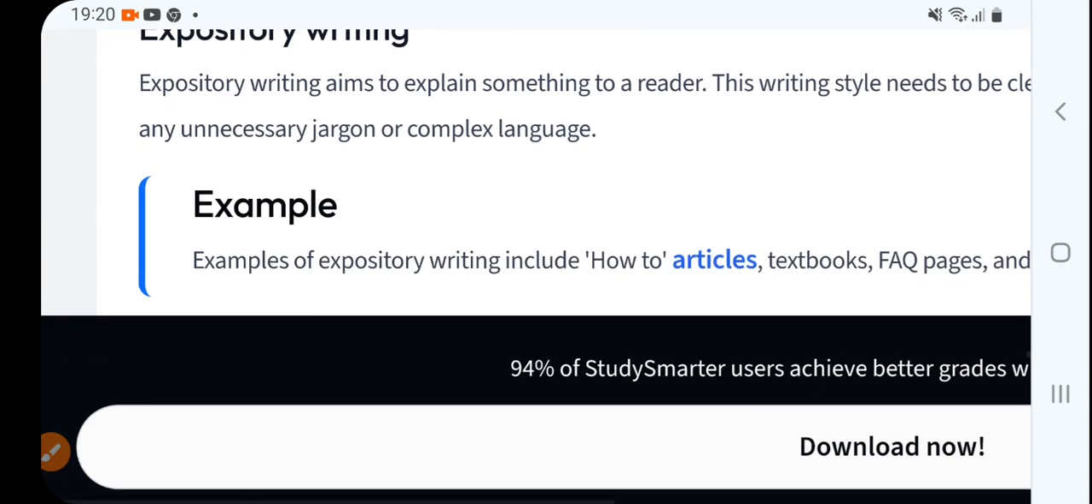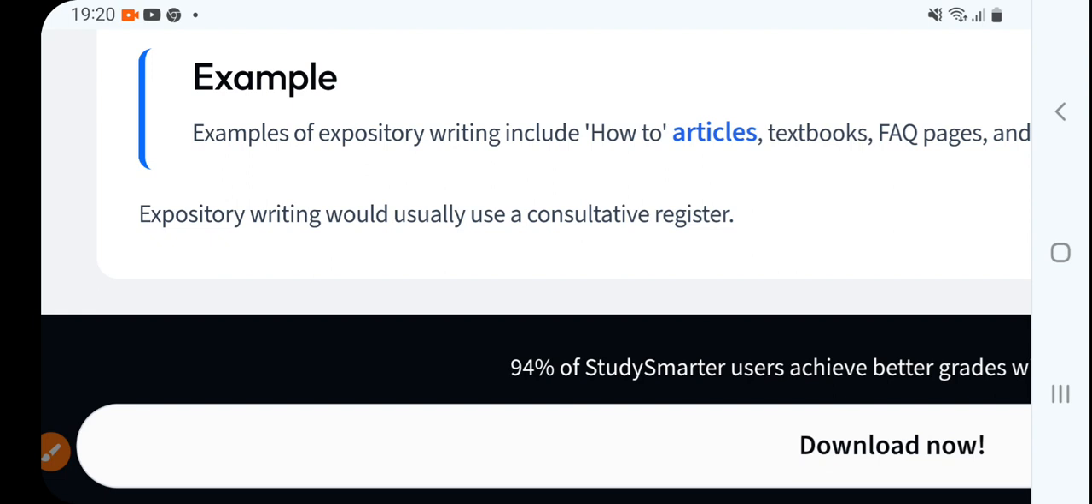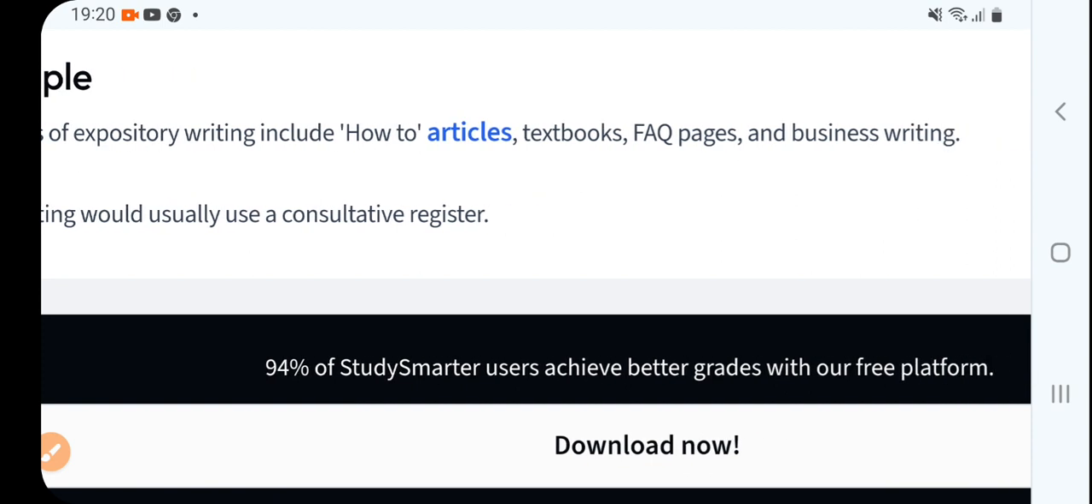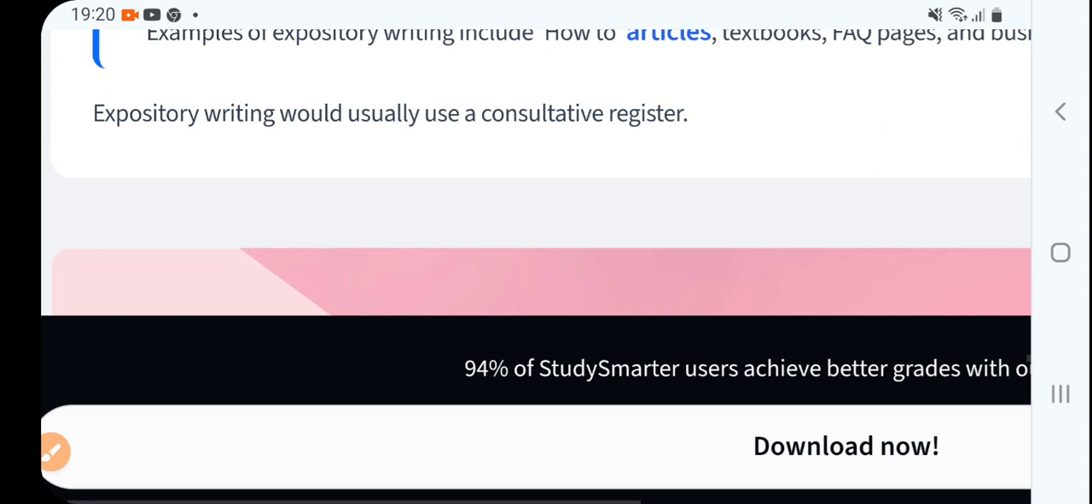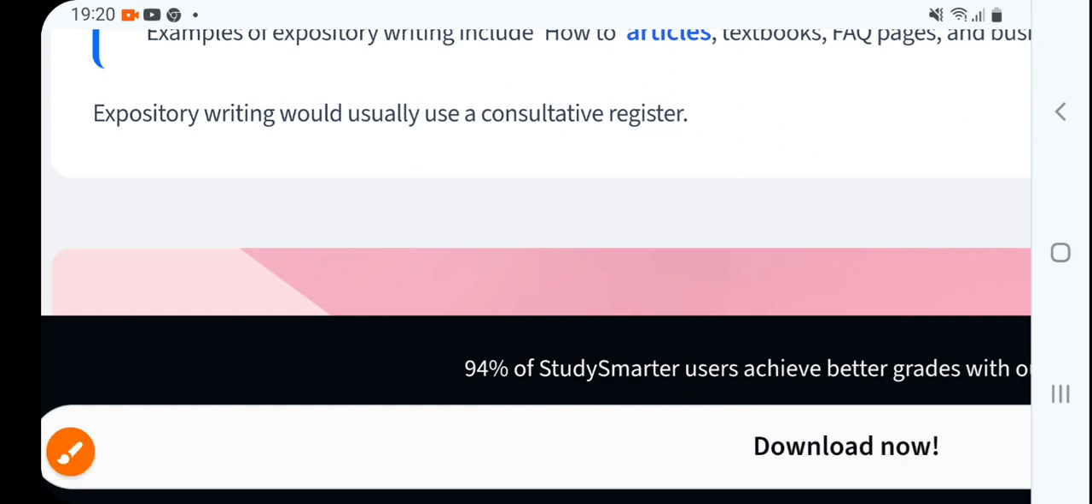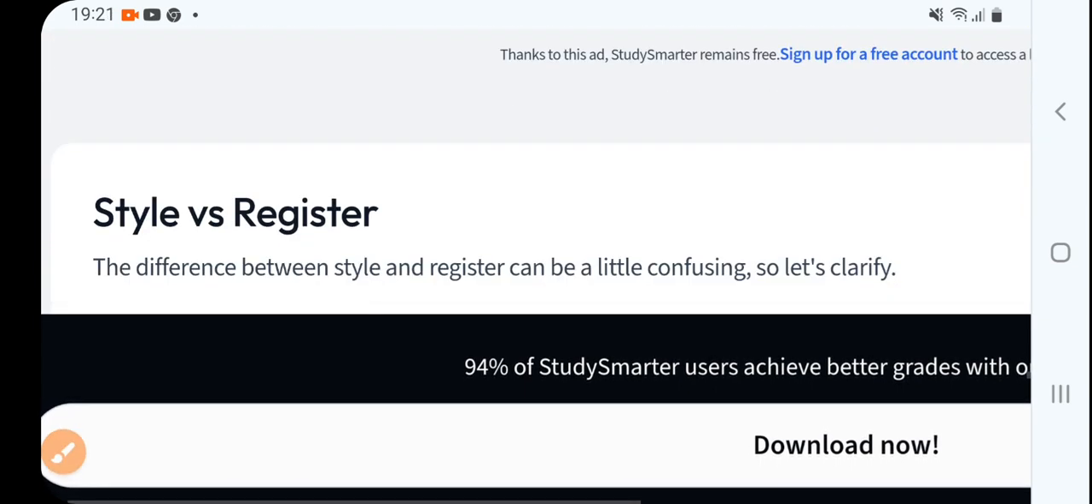So that is expository. Examples of expository include how-to articles, textbooks, FAQ (frequently asked questions) pages, business writing. Expository writing would usually use a consultative register. Why? Because here we want to give advice, and that is why it's consultative, right?